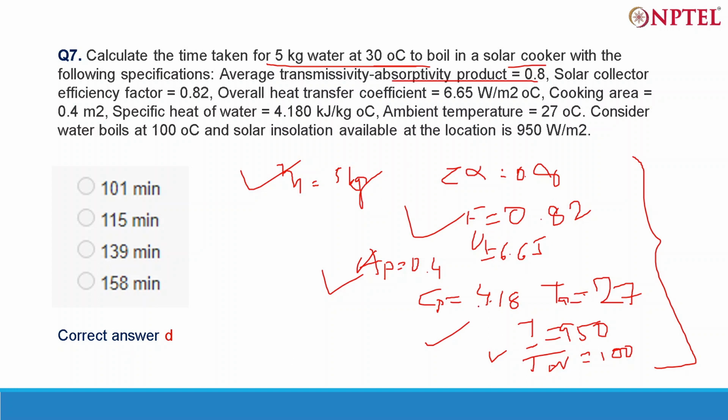Every value is given, you just have to put it in the formula and then calculate. First you will have to calculate T naught, then the T formula is given, just use it and calculate it. The correct answer is 158 minutes.